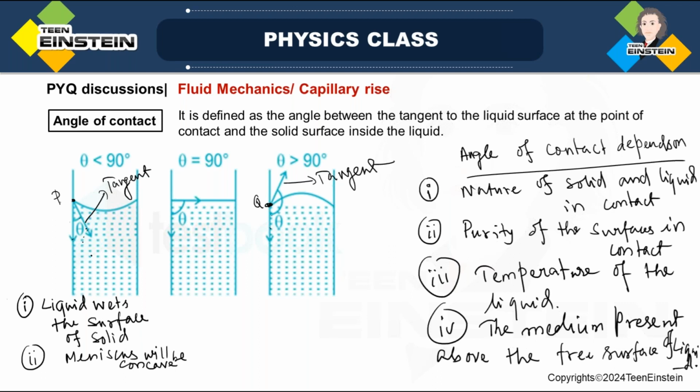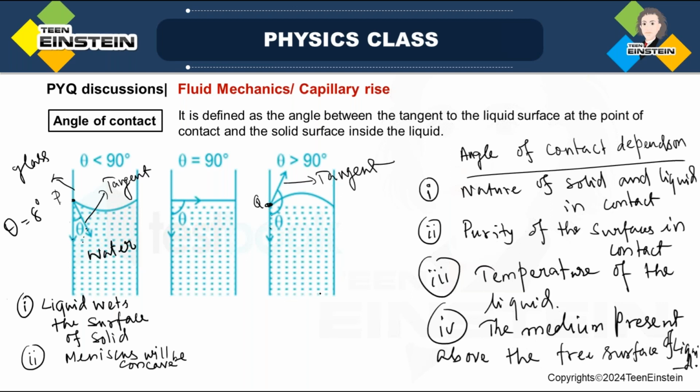as we see in case of glass and water. So in case of glass and water, if this is water and this solid surface is glass, then this theta is nearly 8 degree. Nearly 8 degree for glass and water. So the angle of contact is acute angle. So water wets the glass surface and the meniscus is a concave one.